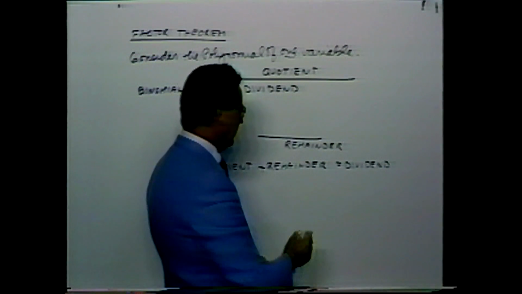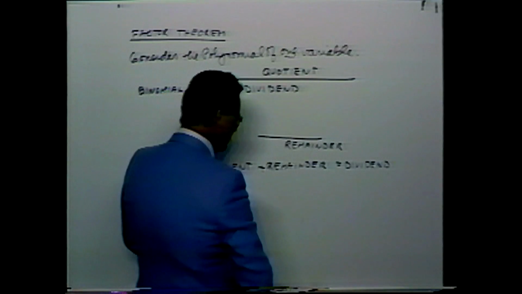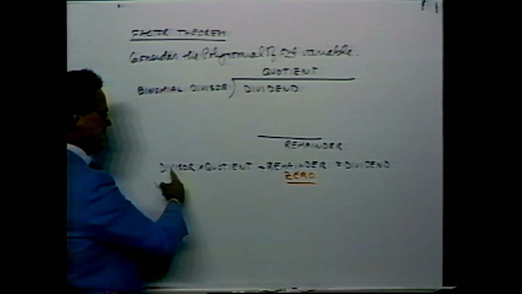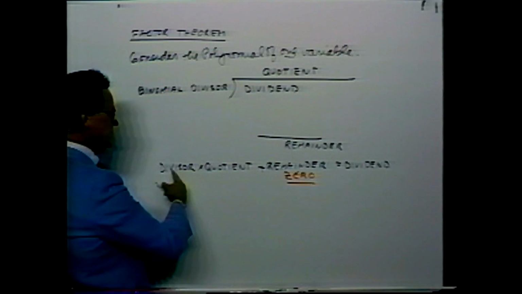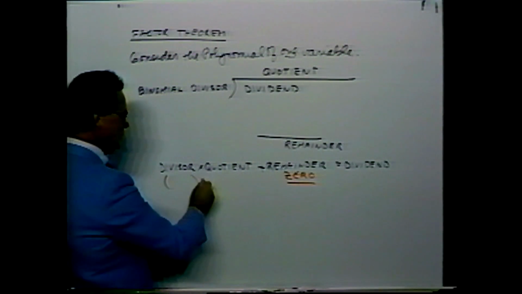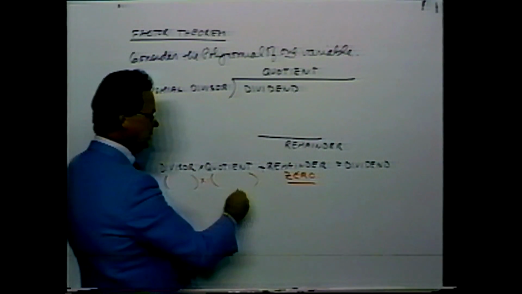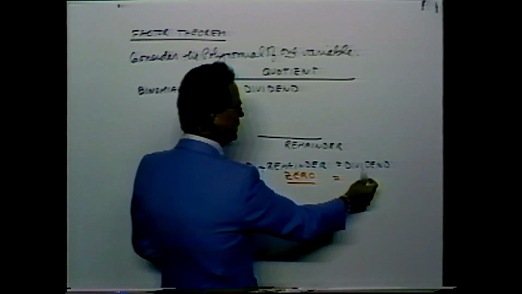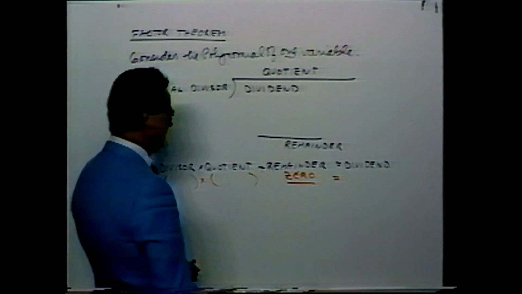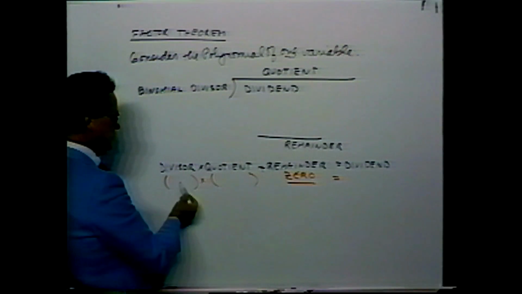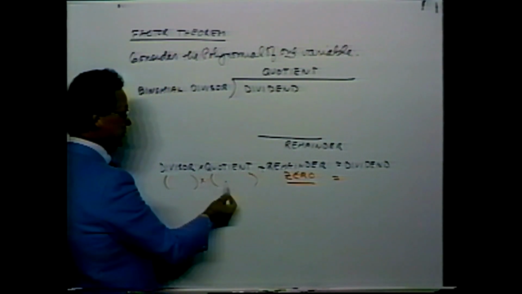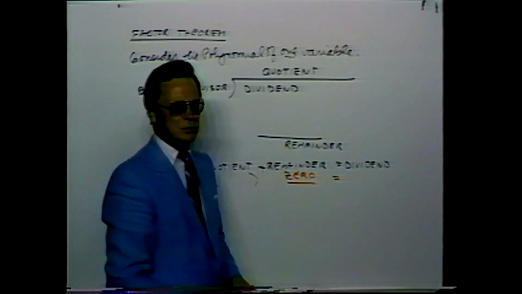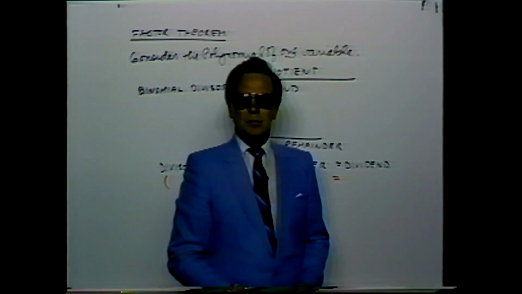Now, if the remainder is 0, then we have the factors called the divisor multiplied by the quotient, which would equal the dividend. In other words, if the dividend was a trinomial that was factorable, then it would factor into a binomial divisor here and a binomial quotient. This multiplied by this is equal to the dividend, and there would be a 0 remainder. All of the parts are polynomials.